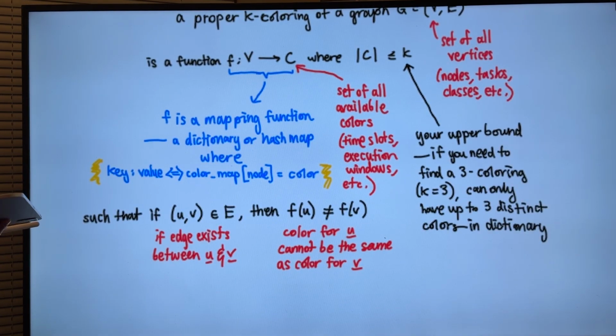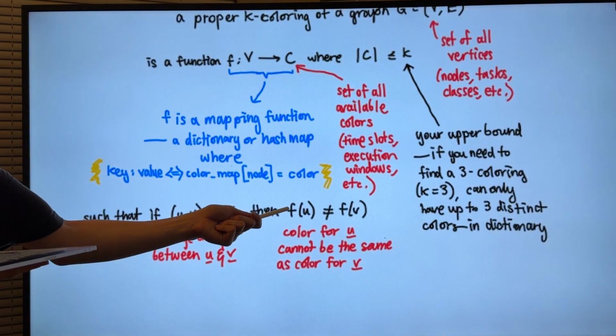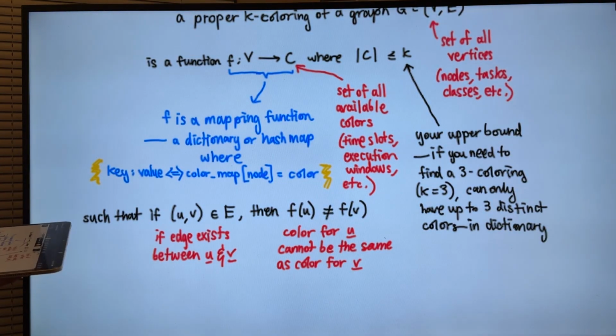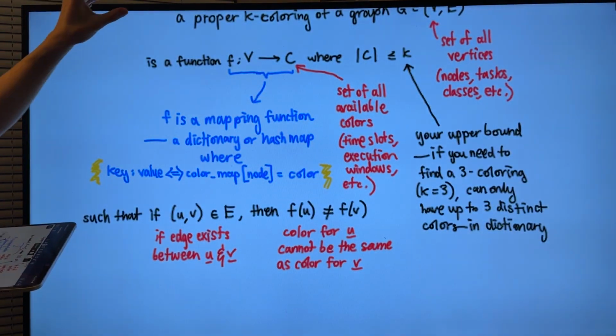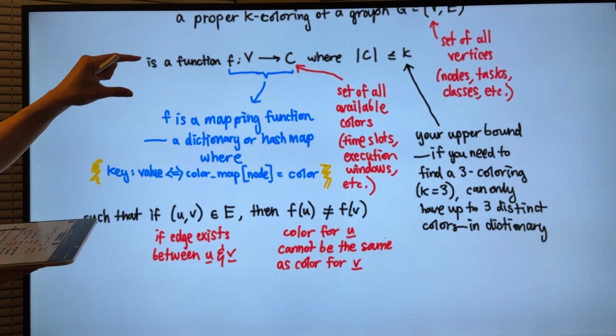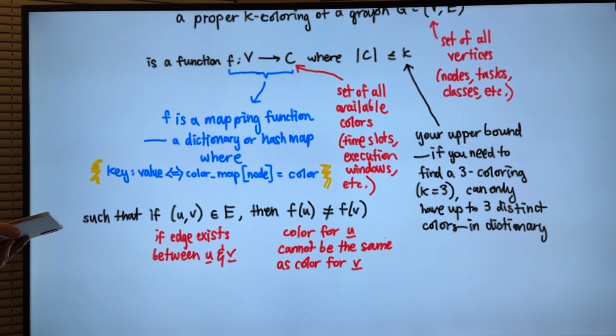And now the last line, such that if (u, v) exists in E, then f of u is not equal to f of v. What this means is that if you have 2 vertices, u and v, that have a line between them, the edge between u and v, in other words, they are adjacent, they are neighbors to each other, then the color you use for u cannot be the same as the color for v. So like if I have a red dot over here and then its neighbor is right here, I cannot use a red dot on that neighbor too because it overlaps, okay? It cannot be the same. That's how the coloring works.